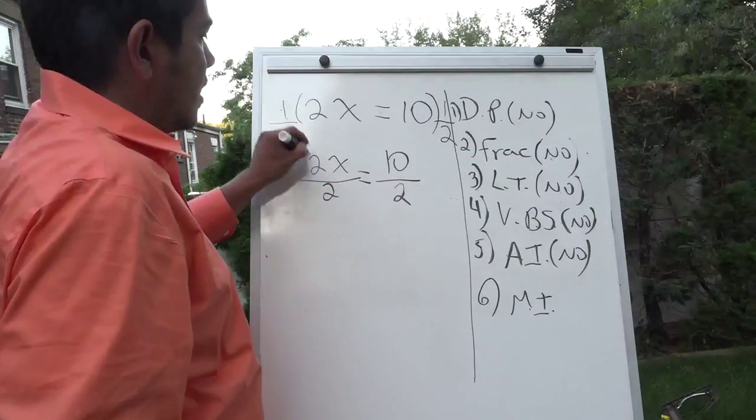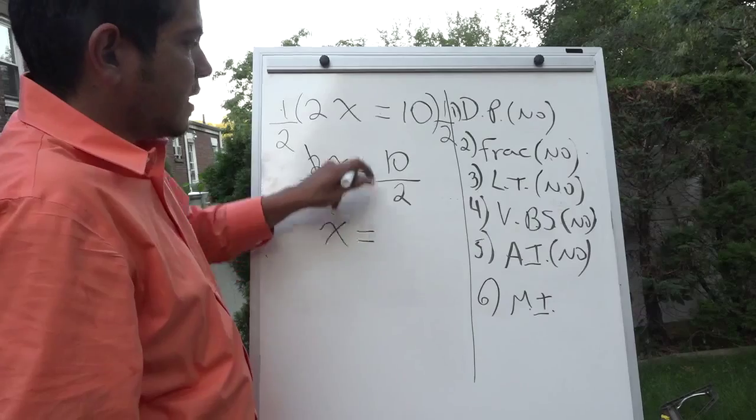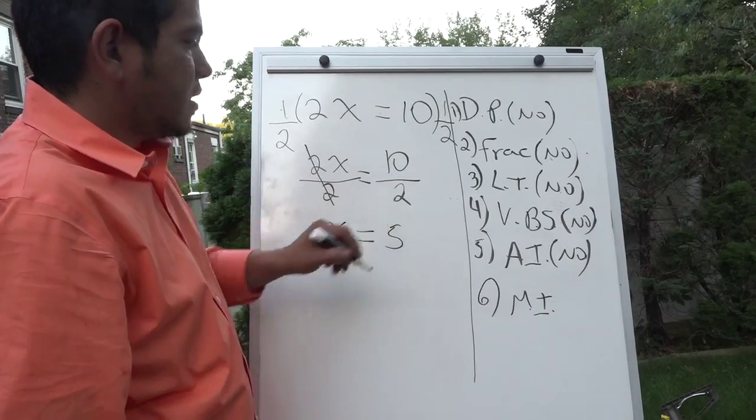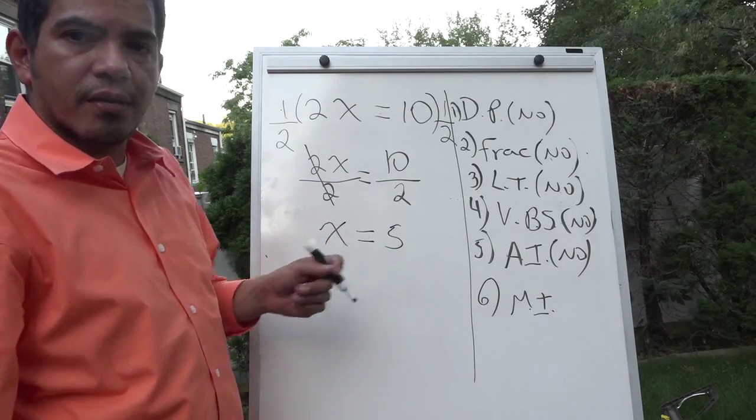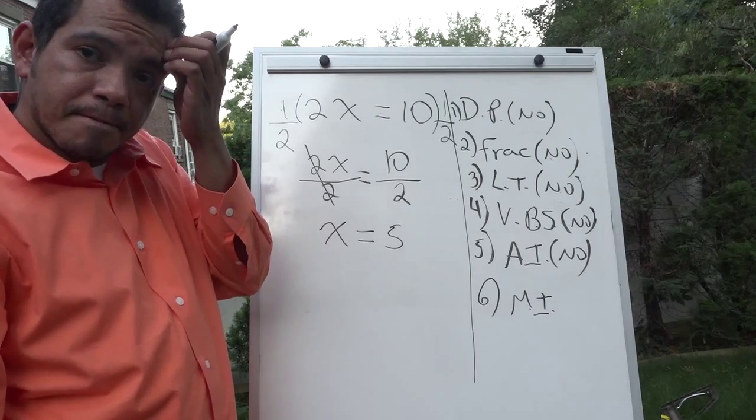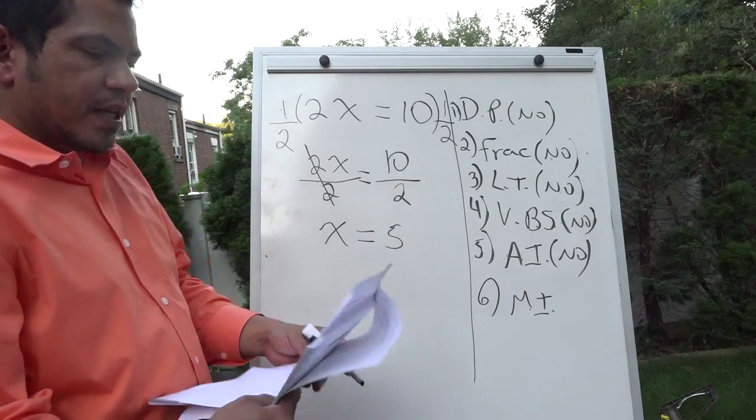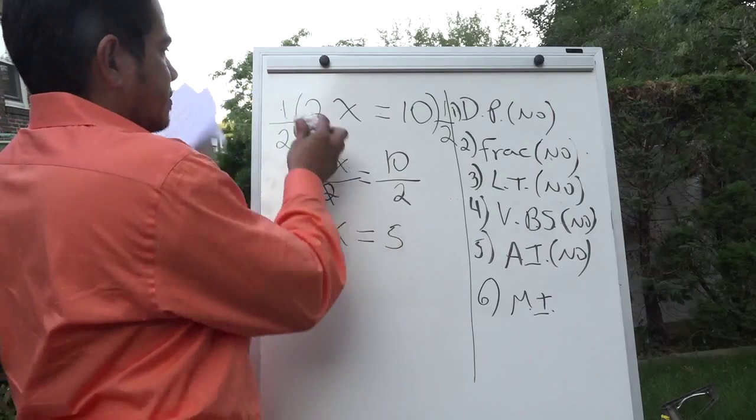So 2 over 2, you get x. 10 divided by 2 is 5. And x equals 5 becomes your solution. As simple as that. See that? Alright. Let us do something more complicated.